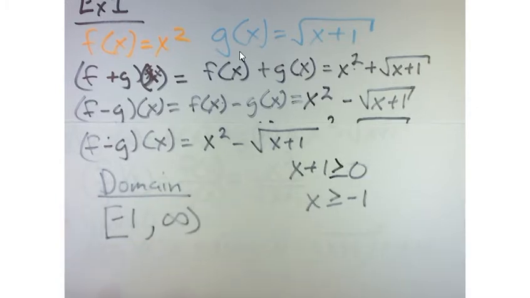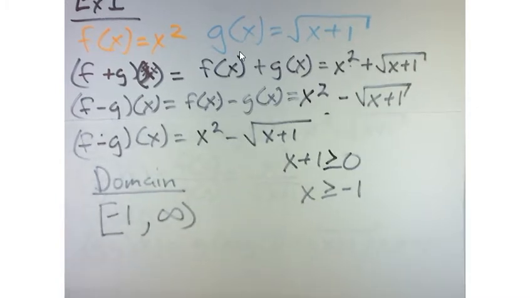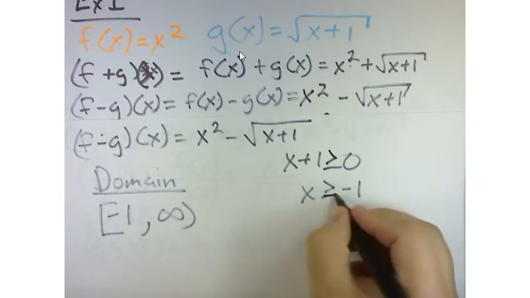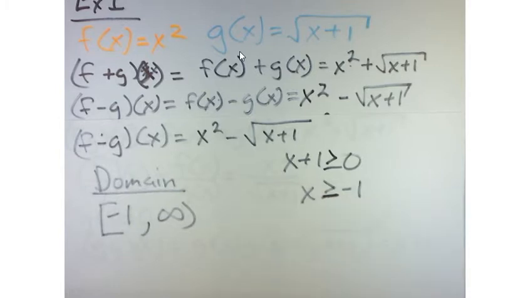We write the bracket. How come? Why do we write the bracket instead of the parentheses for the negative 1? Because we're including the negative 1, right? Because it can equal negative 1. Okay? Any questions so far? All right. Let's move on to the next one.